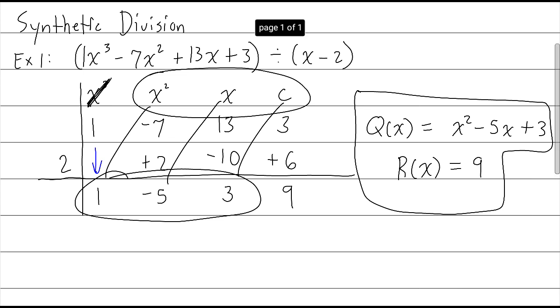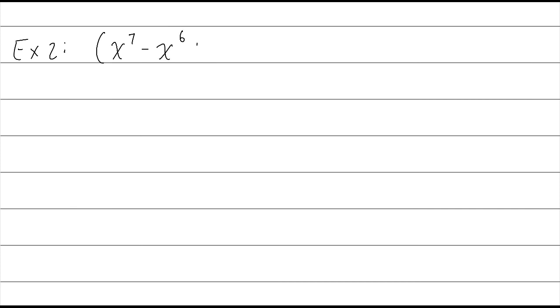Let's do another example. Okay, and we'll see if we can do it a little bit quicker. Here we have x to the 7th minus x to the 6th plus x to the 5th minus x to the 4th plus 2, divided by x plus 1. I feel like I'm missing a few terms there, right? You thought I was going to keep going, didn't you? Okay, that's why it's important that I jot this down.